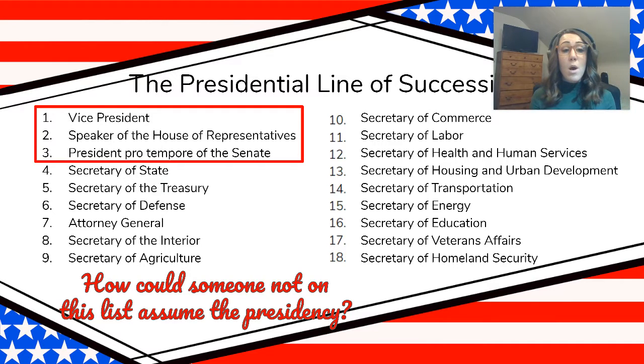So, that is how someone that is not on the list could assume the presidency, if they end up getting put into that vice president spot, or if they end up assuming a role without being elected or selected the first time. So now I put a red box around the first three because that's the only thing that I think you need to memorize. If anything, remember vice president, Speaker of the House, President pro tempore of the Senate, and then cabinet. That's all you really need to remember.